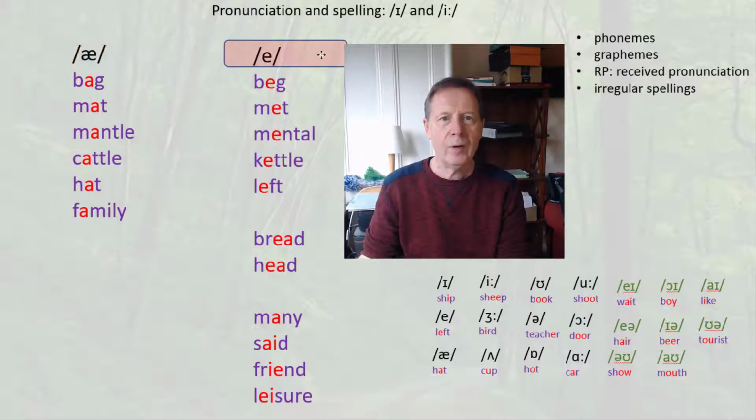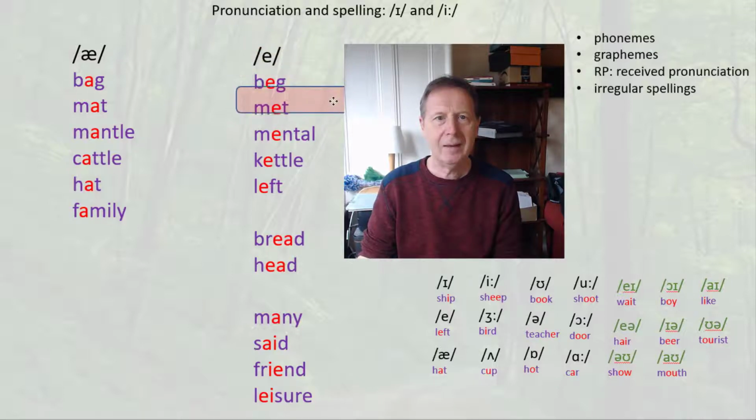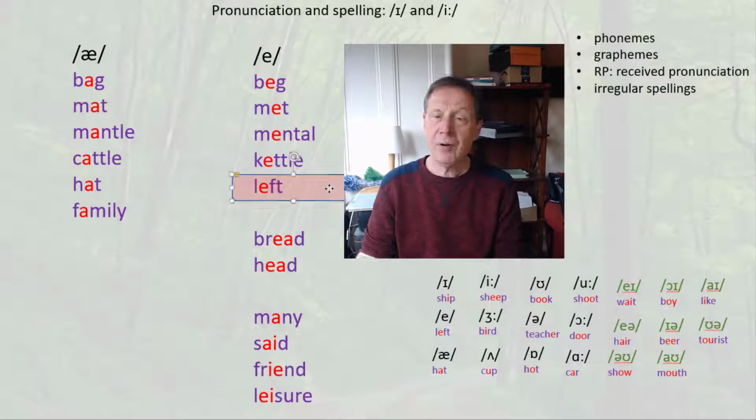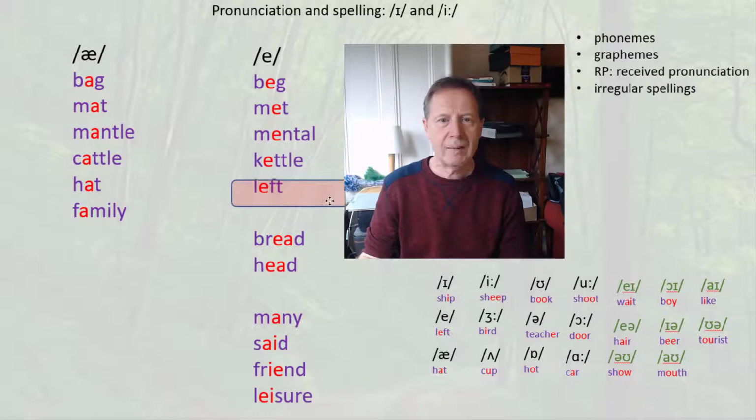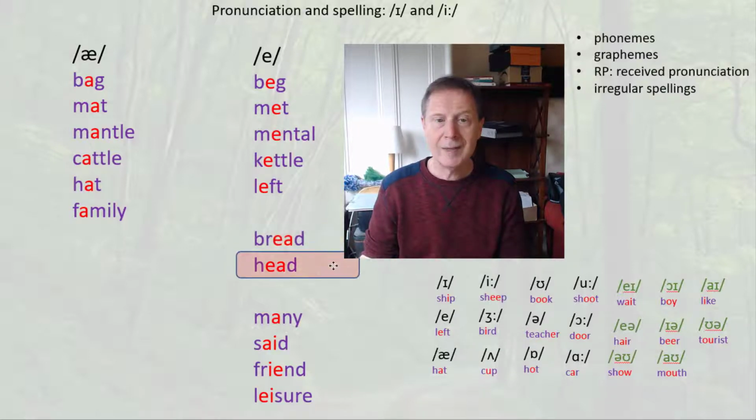Now the other phoneme is E, and normally this sound is spelled with the letter E, as in beg, met, mental, kettle, left. But there are irregular spellings, and some of them are quite common. For example, bread. And you can see we spell this with EA. Bread. Another very common word is head.